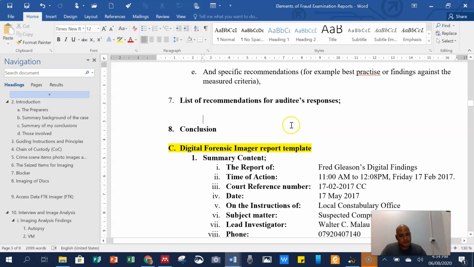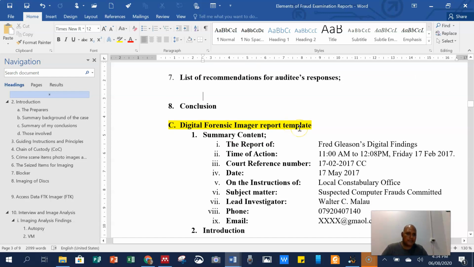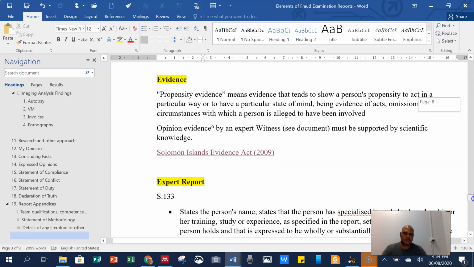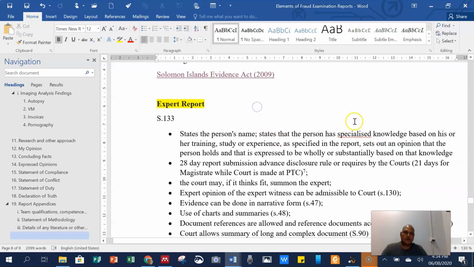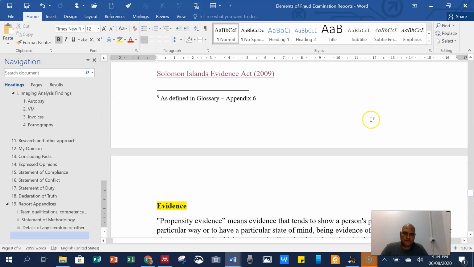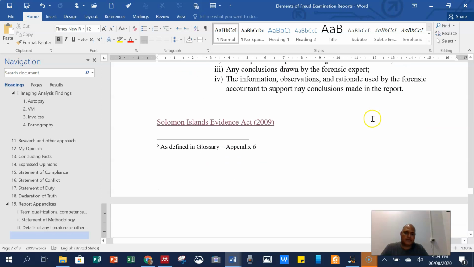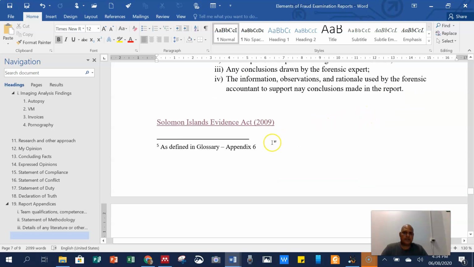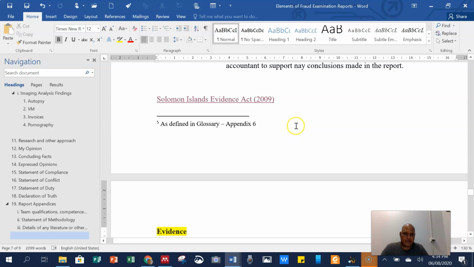But for expert witness report, it's kind of a tricky area. Before I discuss this, I think I need to go straight to what some of the laws are in terms of expert report required. So expert witness report actually is required by some laws in some jurisdictions.